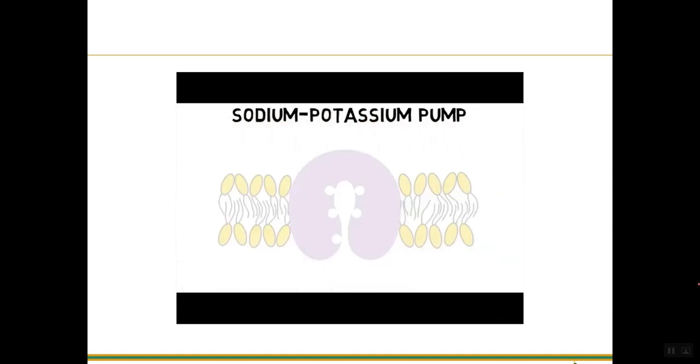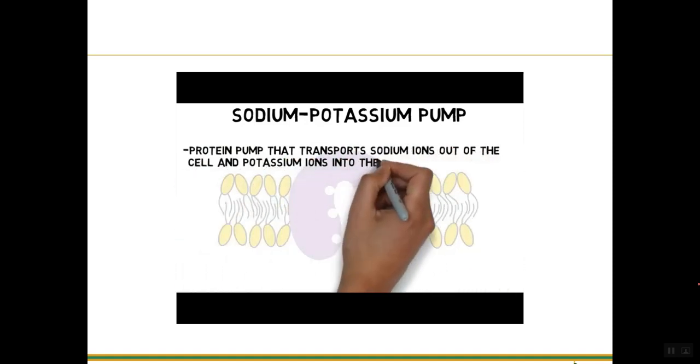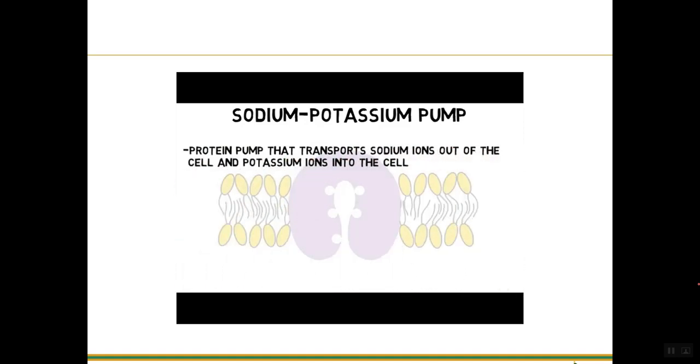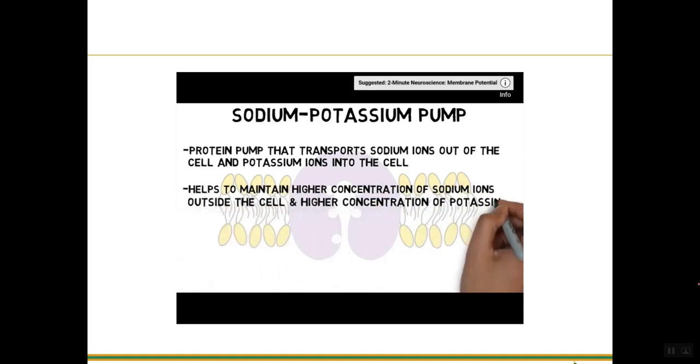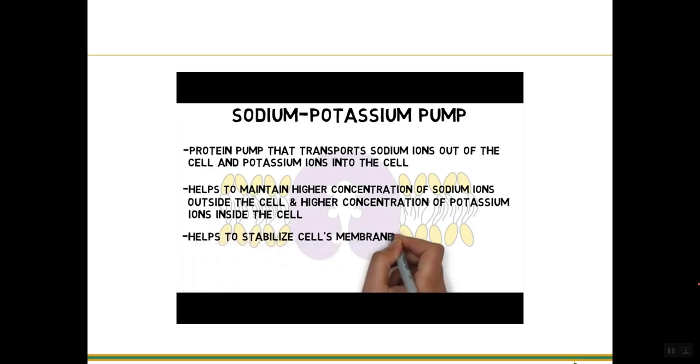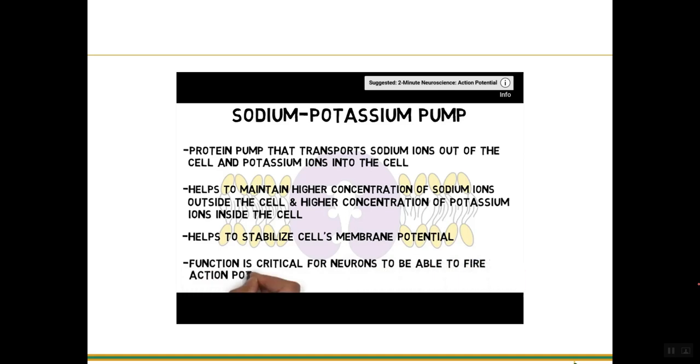The sodium-potassium pump is a protein pump found in the cell membrane of all animal cells. Its main function is to transport sodium ions out of the cell and potassium ions into the cell. This serves a number of purposes, but is critically important to the function of neurons as it helps to maintain a higher concentration of sodium ions outside the cell and a higher concentration of potassium ions inside the cell. Preserving these differences in ion concentrations helps to stabilize the cell's membrane potential. This is critical for the neuron to be able to fire an action potential, which is the basis of the electrical signaling of neurons.